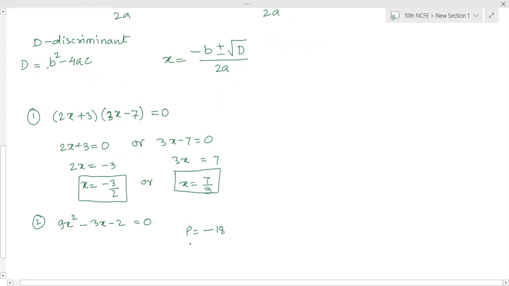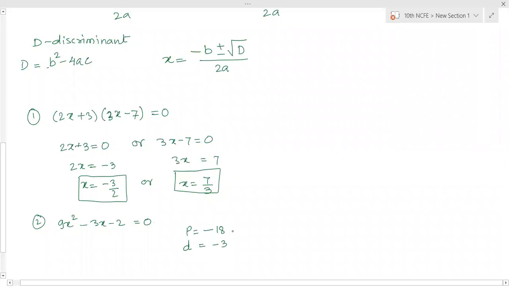So for the middle term, you need the sum or difference of the two numbers to be minus 3. Sum or difference? A difference. Why difference? Because the product is negative. That means of the two numbers, one is positive and another is negative. When you add opposite signs, you are actually doing subtraction. So the difference of the two numbers should be minus 3.